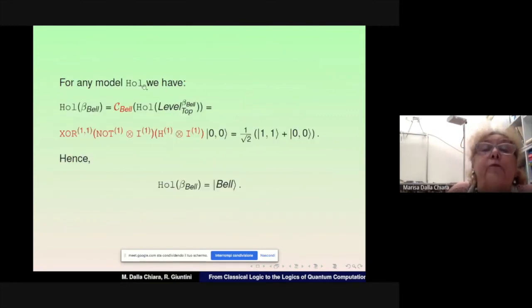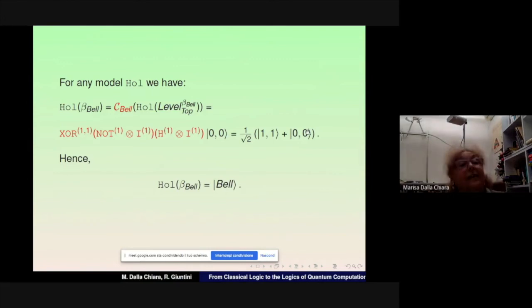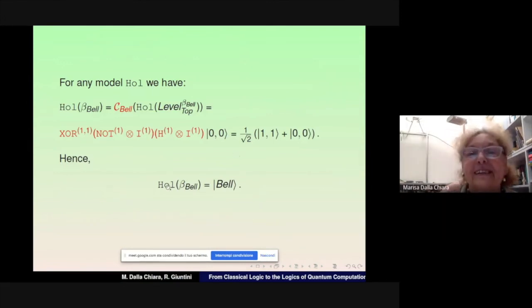What happens if we take a model of this form? By definition of model and of all our semantic concepts, we shall apply the Bell circuit to the meaning that our model rho has assigned to the top level of the syntactical tree of our Bell formula. If we take the Bell circuit that we already know and apply it to the input ket 0, 0, we obtain the following result. Hence, as expected, we can conclude that our model rho assigns as a meaning to the Bell formula the Bell state.